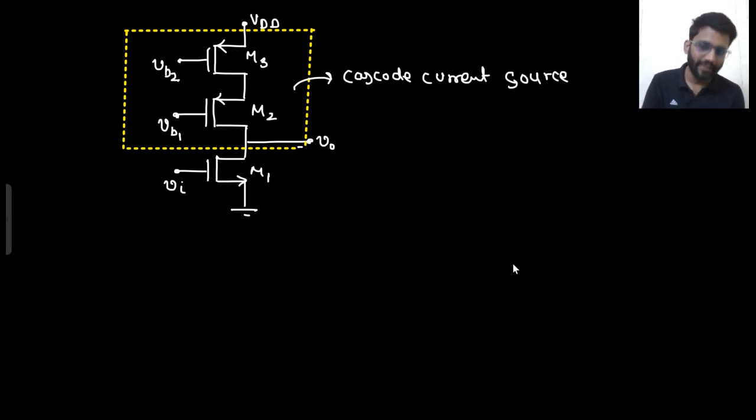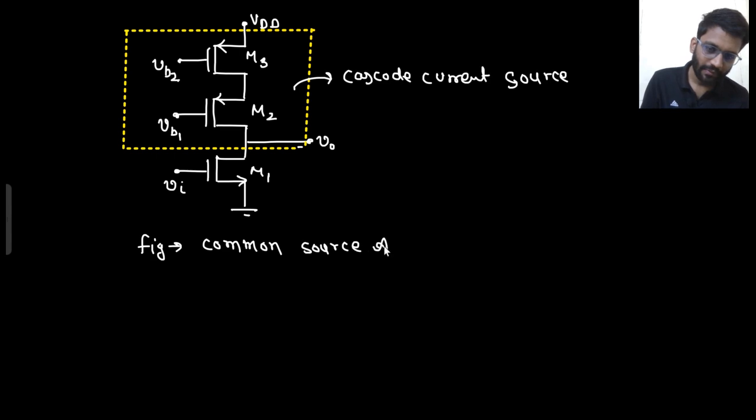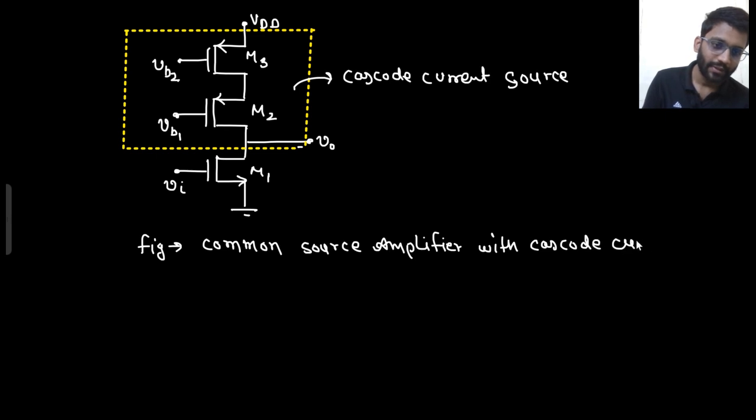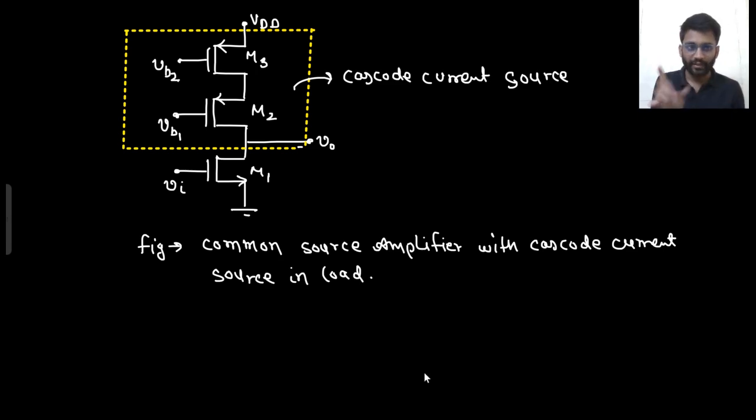What is this complete configuration? What is this complete figure? That is common source amplifier with cascode current source in load. Cascode current source in load. That's it. So don't confuse it with cascode amplifier. This is not cascode amplifier. This is common source amplifier with cascode current source in load. Say yes or no. Right?